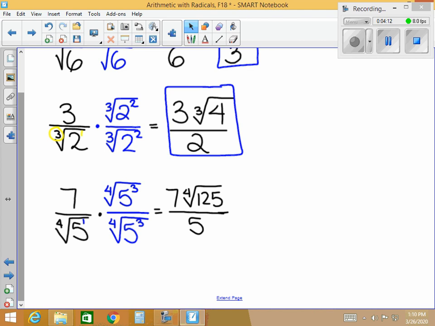Again, the 7 and the 5 don't have any factors in common. 7 over 5 is in lowest terms. So even though 125 seems like a big number, it's really not something that we can simplify. There's not enough 5s to get it out from under. So that's really the best we can do with it.